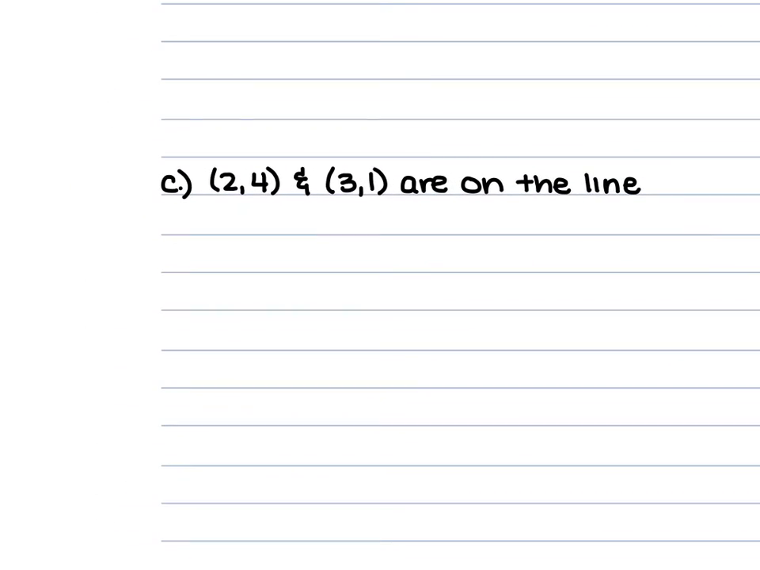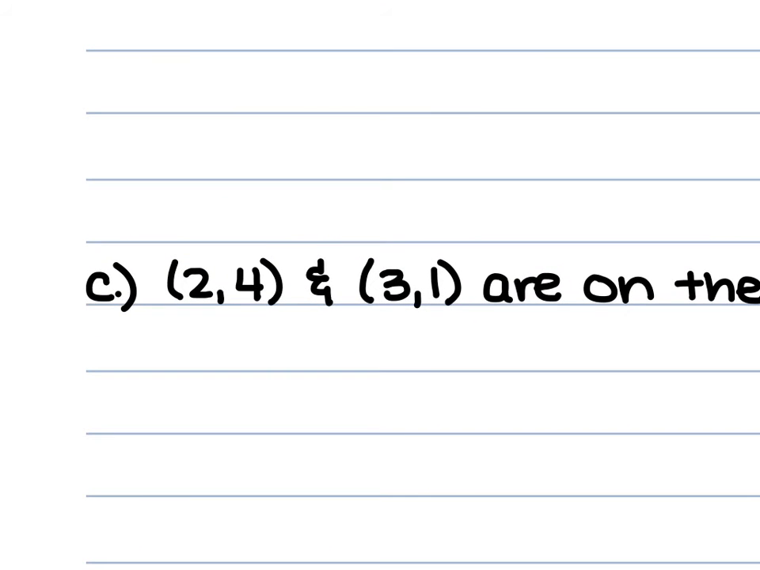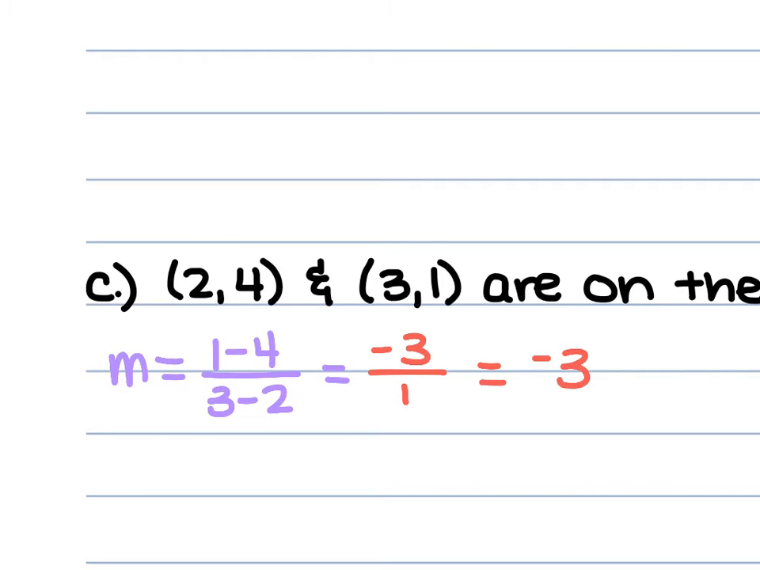For C, we have (2, 4) and (3, 1). For this, our slope is going to be 1 minus 4 over 3 minus 2. 1 minus 4 is negative 3. 3 minus 2 is 1. So this is going to give us a negative 3 for our slope.